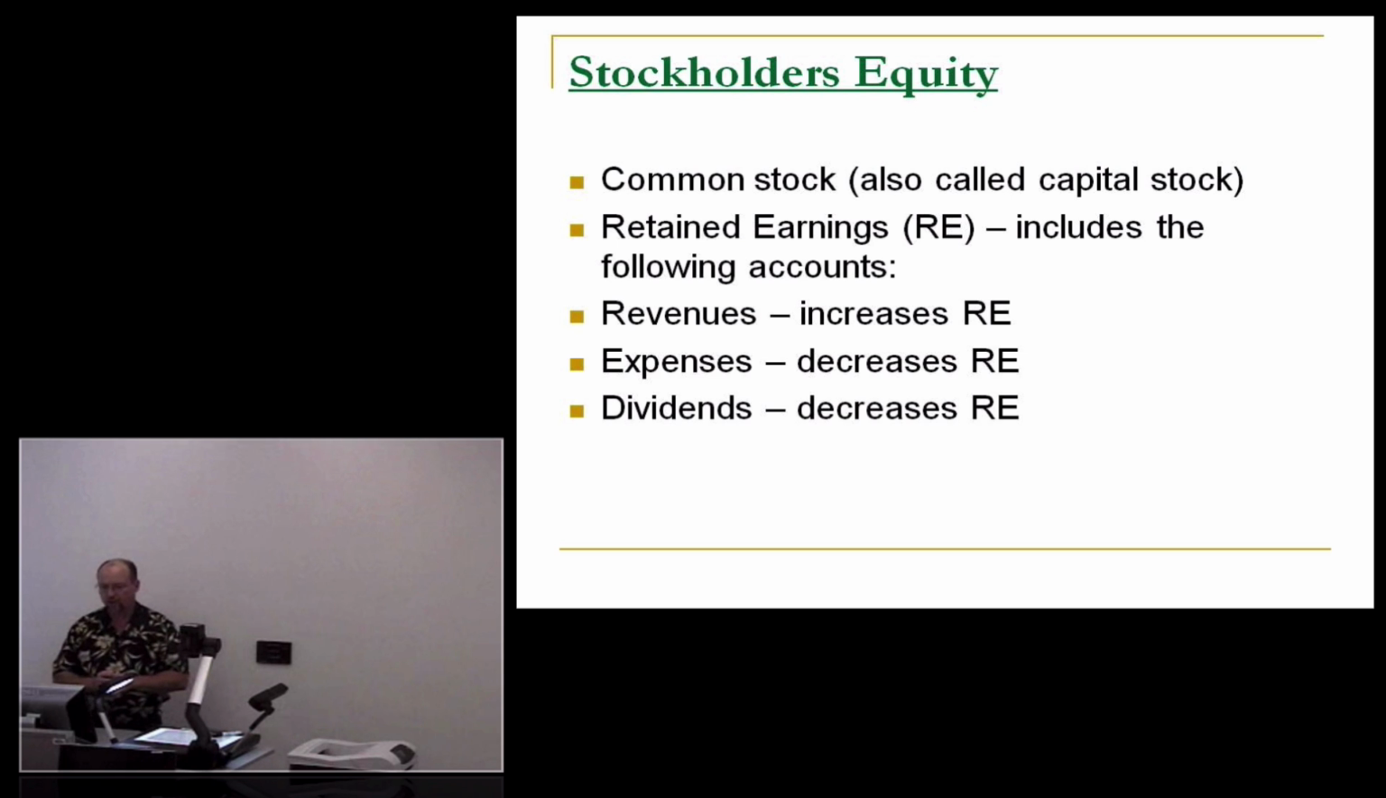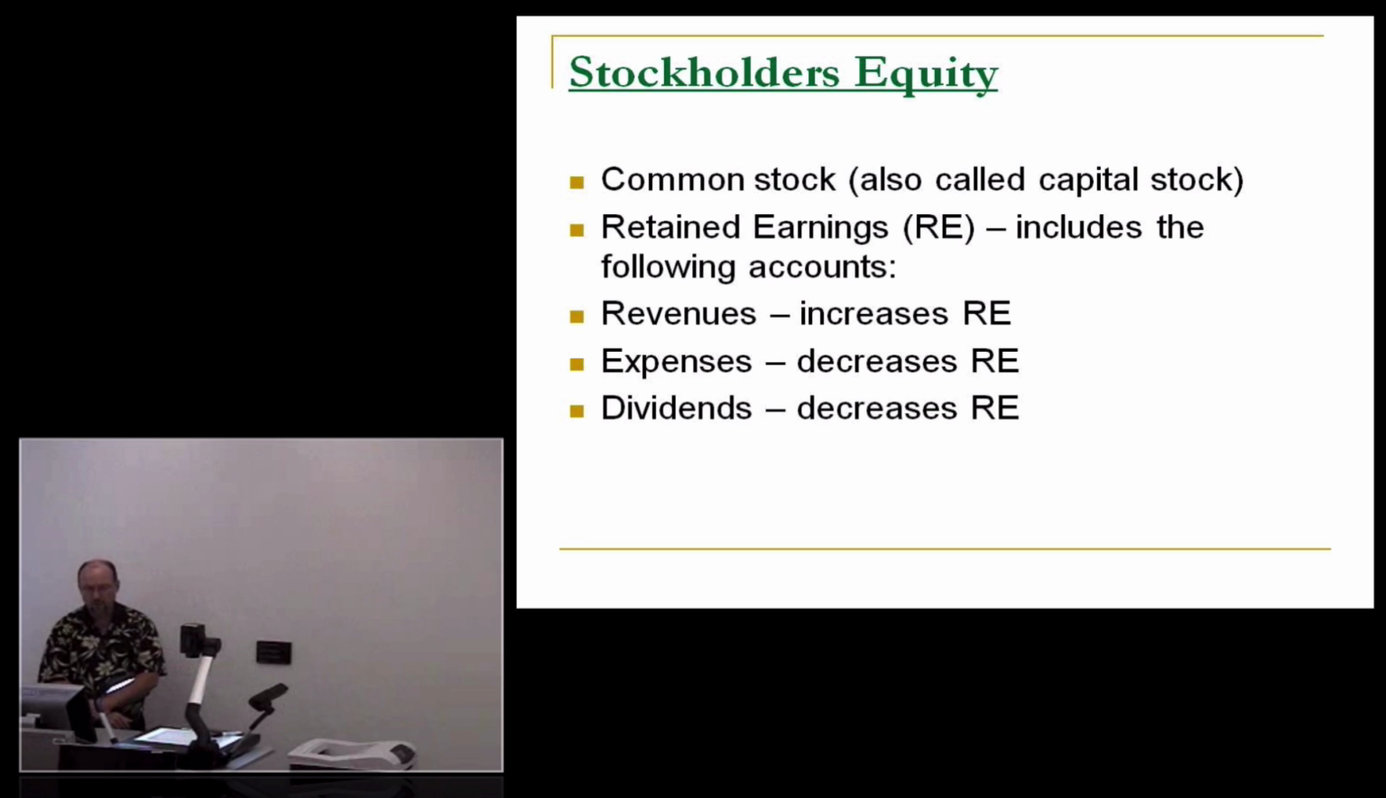And retained earnings are all the profits that a company makes for the life of the business that have been reinvested back into the business. Okay? They're earnings that have been retained. Their earnings have been retained in the business. Now notice on the slide it says retained earnings includes the following accounts: revenues, which increase retained earnings, expenses, which decrease retained earnings, and dividends, which also decrease retained earnings.